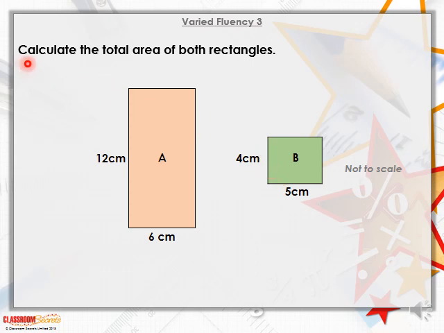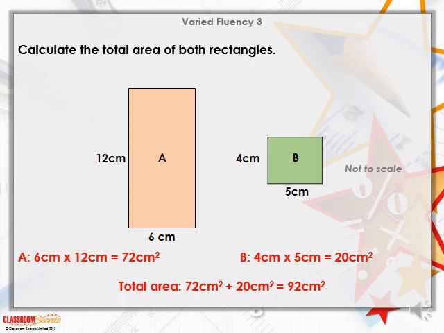And I've not finished the question yet, because the question actually asks me to calculate the total area of both rectangles. And we know that total means altogether. So I'm going to have to add 72 and 20 together. So 72 plus 20, remember you can use the column method if you need to work that out, or some of you might be able to do it in your head. And our answer is 92 centimetres squared.